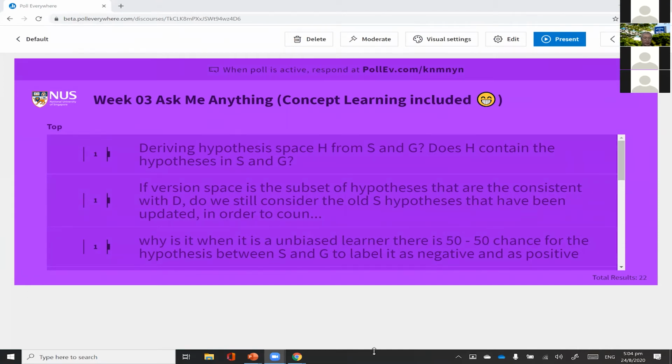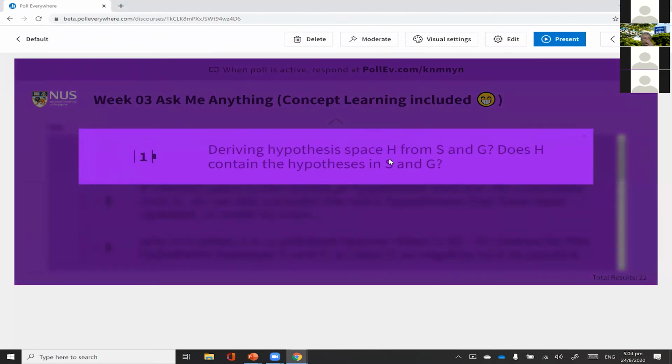Okay, where is my pointer? Yes, okay. So deriving hypothesis space H from S and G, does H contain the hypotheses in S and G? Okay, yes. The hypothesis set, meaning all of the hypotheses that are representable by a learner, will be the superset, right? It's basically that large box that we saw earlier, okay?